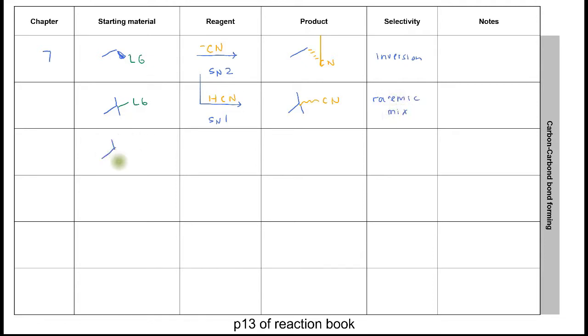And just like we saw before with the OH group, we can have an OH here. We use HCN. That's going to protonate that alcohol and make it a better leaving group. So then the water can leave, and then the CN minus is welcome to do the attack.